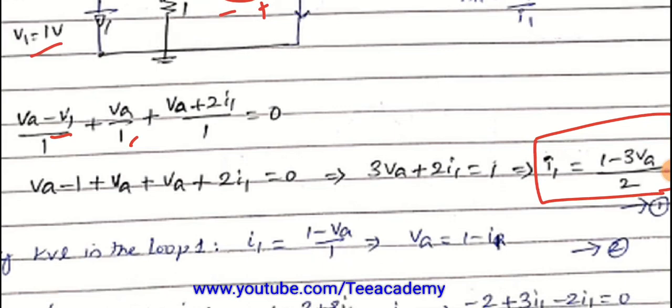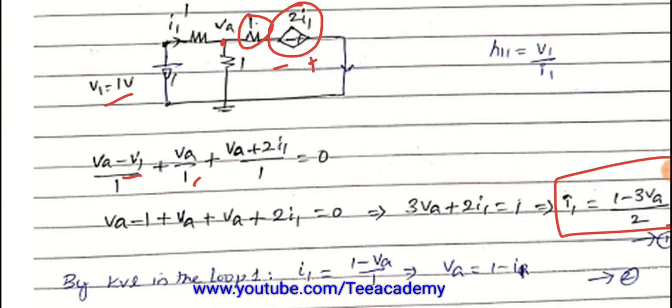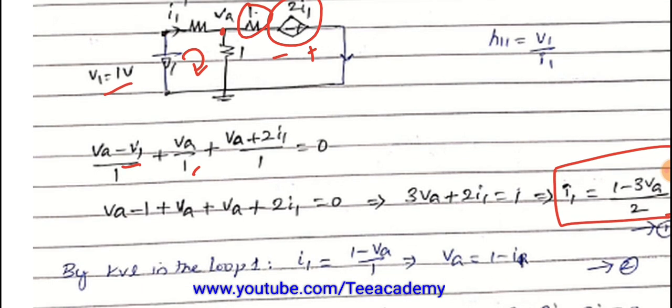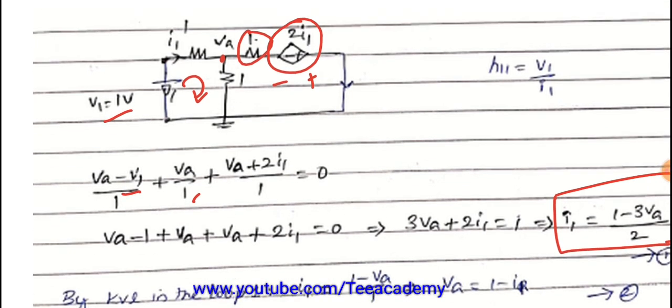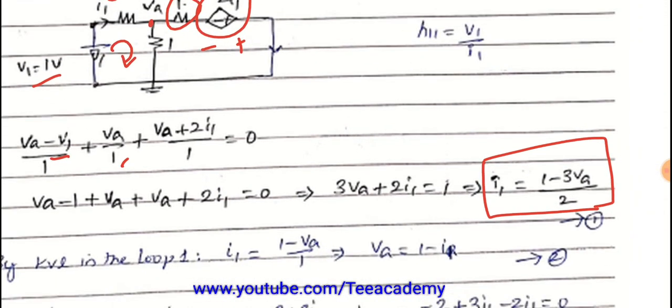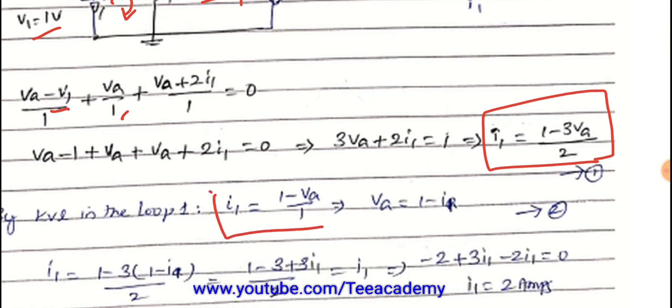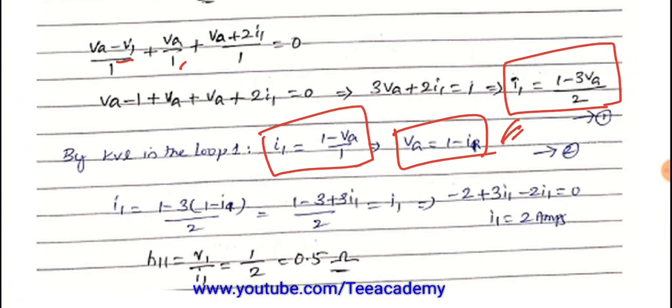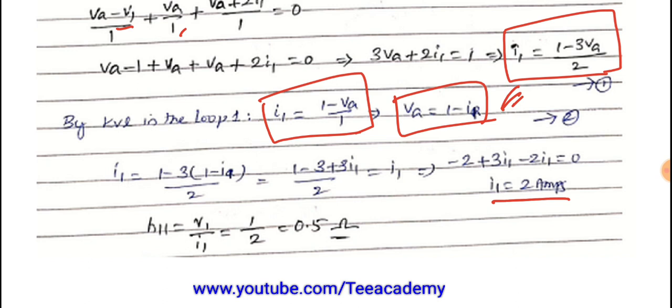So that is one equation. Now by applying KVL in the first loop, I1 equals 1 minus VA by 1 ohm. So from this we will get the value of I1 or VA, which we can substitute. By using these two equations we can get the value of I1 as 2 amperes. As you can see here, I1 is going to be 2 amperes.